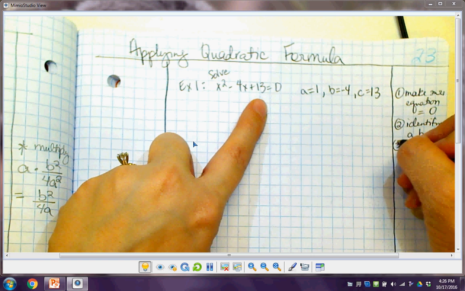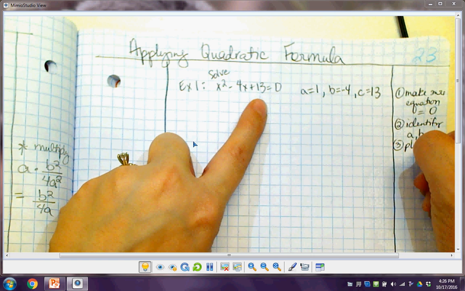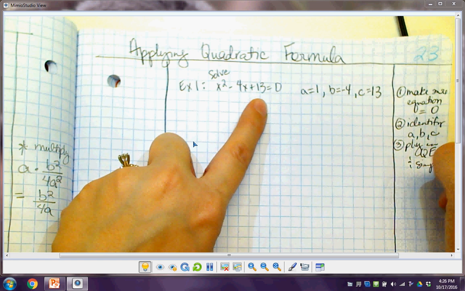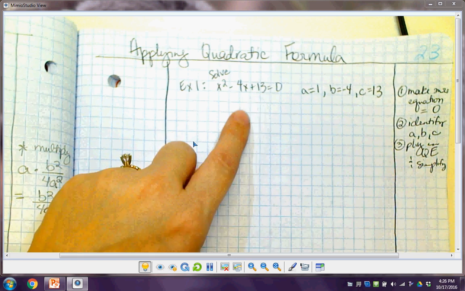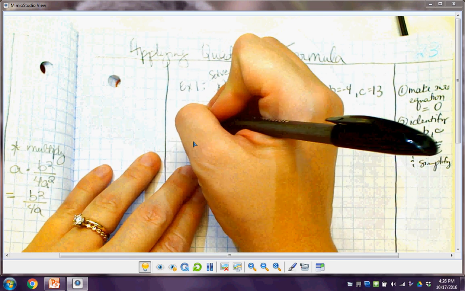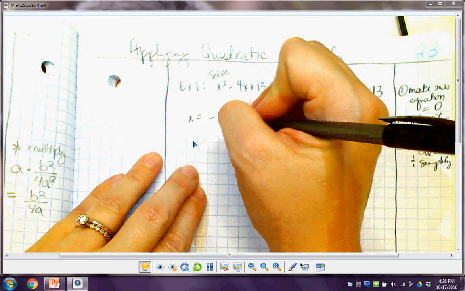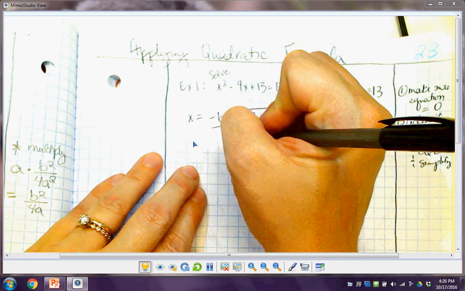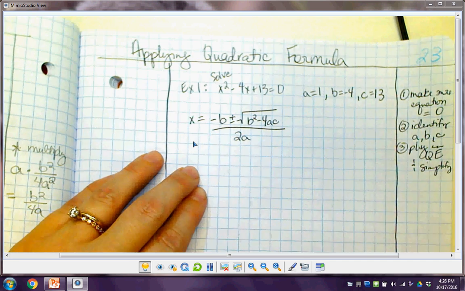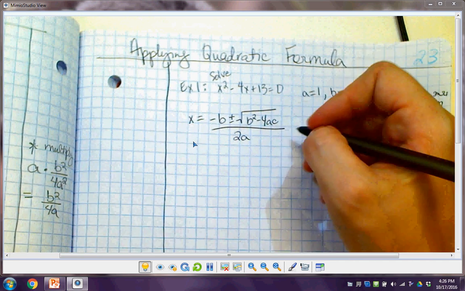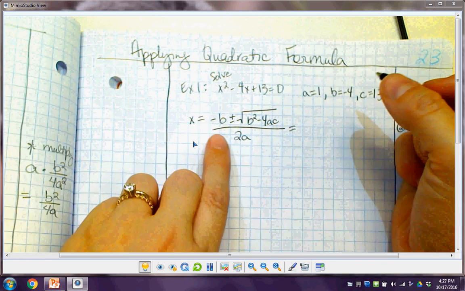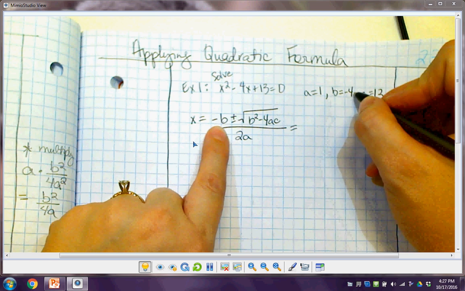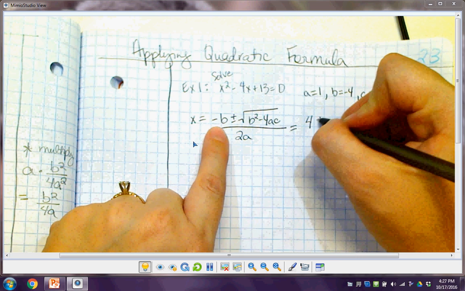And step 3 is to plug into the quadratic formula and simplify. Alright, so I have a little song here. X is equal to negative b plus or minus the square root of b squared minus 4ac, all divided by 2a. And now I can plug in my a, b, and c. Make sure you remember that negative b means take the opposite of whatever this is. So since this is a negative, I'm going to have a positive 4.